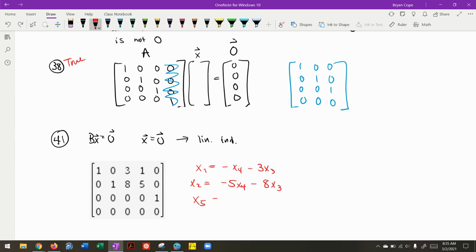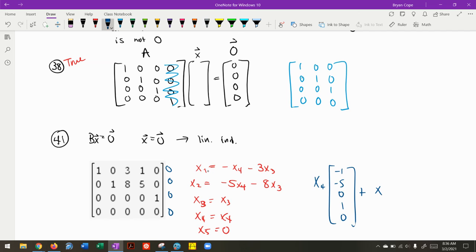Oh, I probably should put those other 2 in there. Hang on. So we'd say x3 is x3, and x4 equals x4, but x5 equals 0. Probably would have been helpful for me to augment this with zeros, helpful in writing the solution. So in parametric vector form, the set of solutions would be x4 times -1, -5, 0, 1, 0, plus x3 times -3, -8, 1, 0, 0.